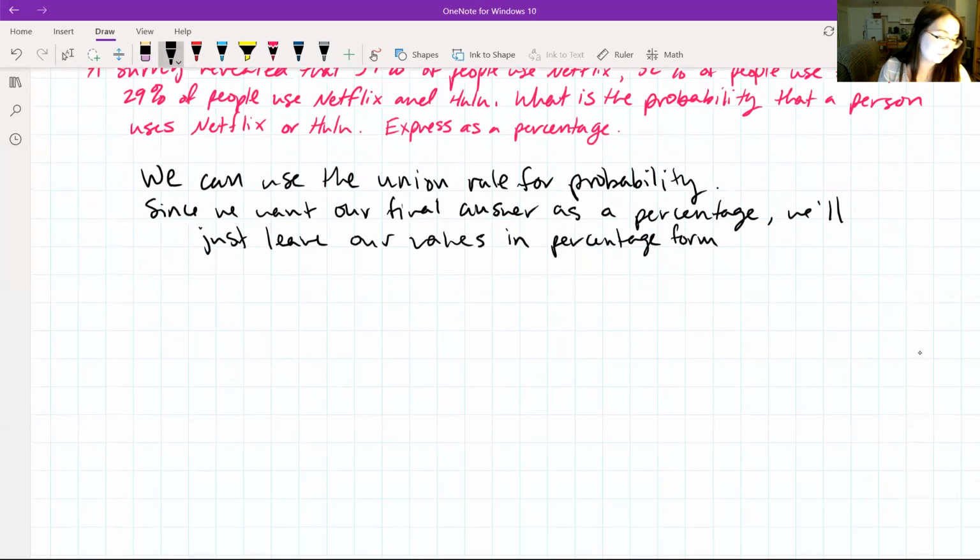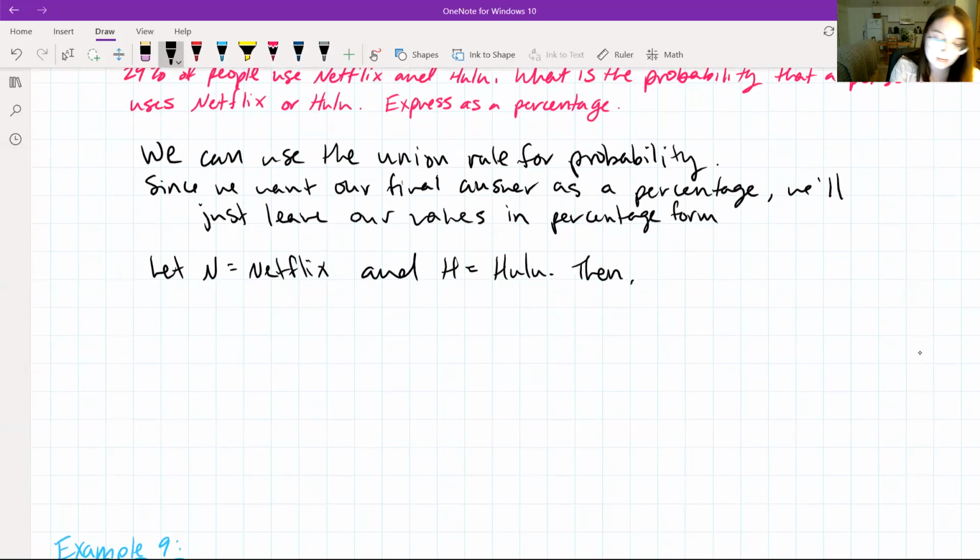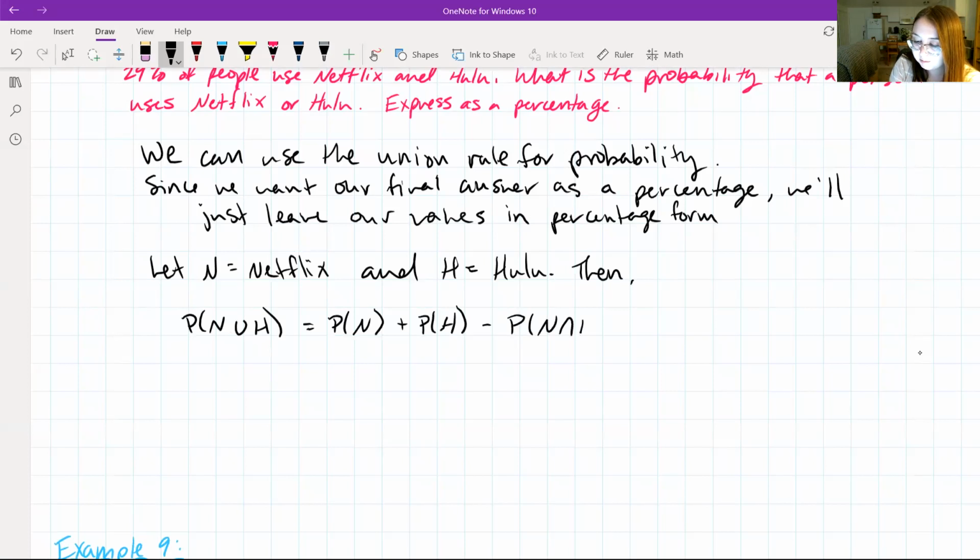So we're going to let N be equal to Netflix, and H be equal to Hulu. Then we get that the probability of Netflix or Hulu is equal to the probability of people that use Netflix plus the probability of people that use Hulu minus the probability of people that use both. And we know each one of these probabilities.